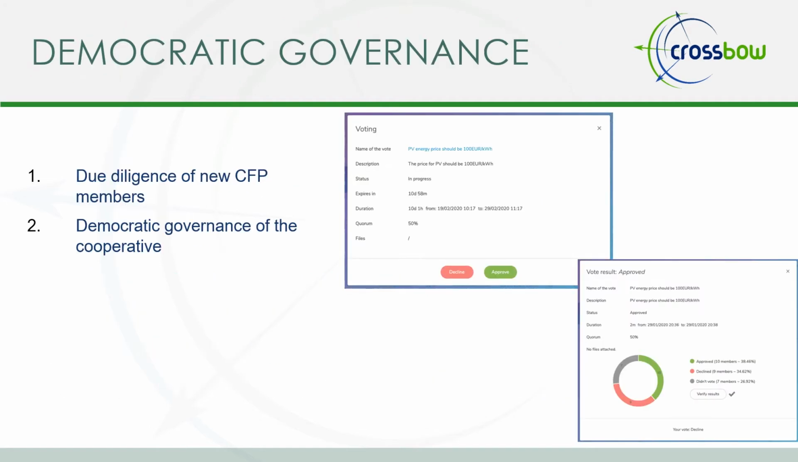A unique feature of the CFP tool is that it's democratically managed. The day-to-day cooperative decisions are made by participating in a voting process. Here we can see how voting procedures look in the CFP tool.